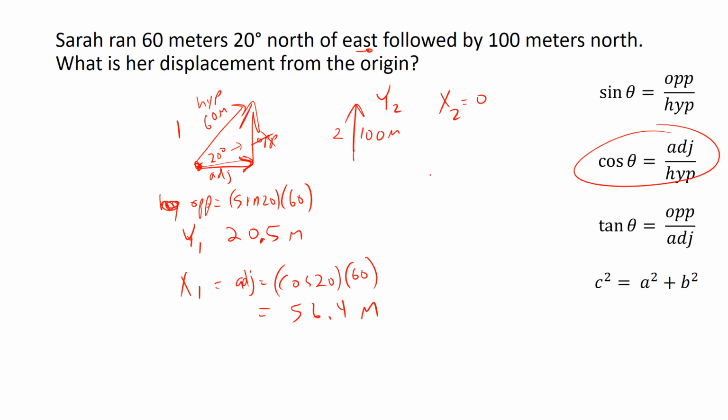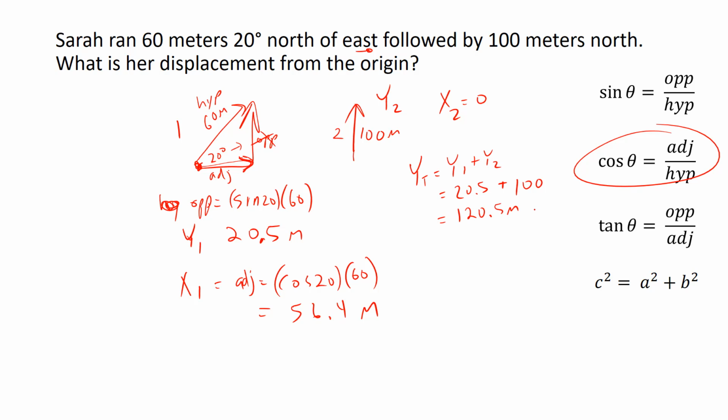Now we're going to go ahead and add our y components together. So we're going to get a y total, and that's nothing more than y1 plus y2. So y1 was 20.5. It was in the north direction, so we'll call it positive. And y2 was also in the north direction, so we'll call that positive. So we're just pretty much adding those numbers together.